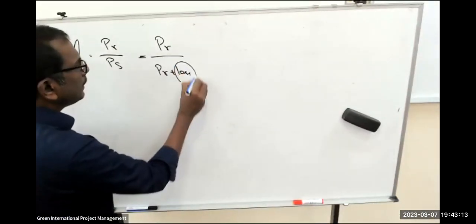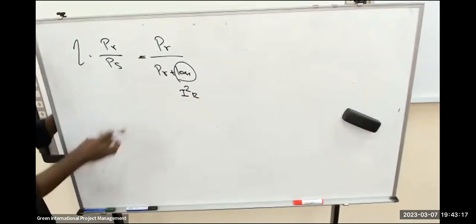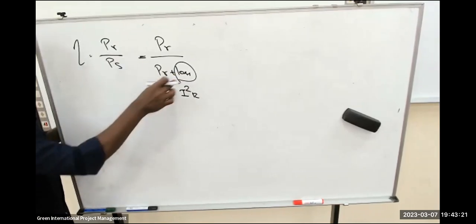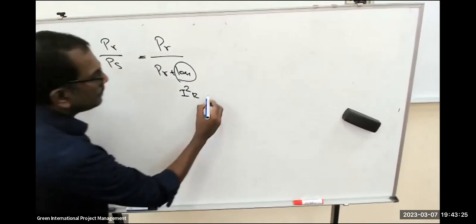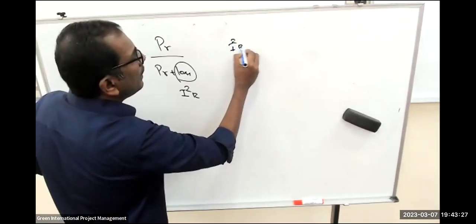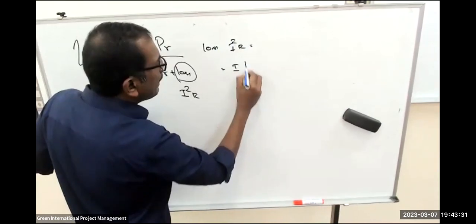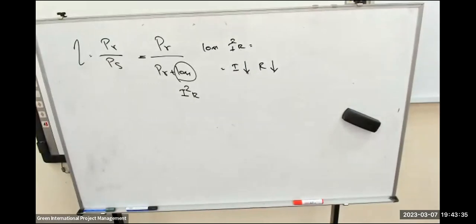The losses means I square R. How to minimize the loss? How to increase the efficiency? How to minimize the losses? Either reduce the resistance or reduce the current in I square R. That way we can be able to minimize the losses.